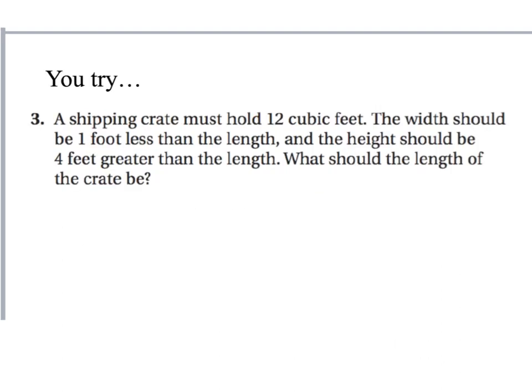All right, this is basically the same thing, only now we don't have a diagram, so we have to build it ourselves. Now you can try this, pause it, and then come back if you'd like. Otherwise, we know that 12 cubic feet is the volume of our box, so 12 is going to be on one side. The width should be 1 foot less than the length, so one factor is going to be x minus 1. The height should be 4 feet greater than the length, so that's going to be x plus 4. And the length we're going to say is x.